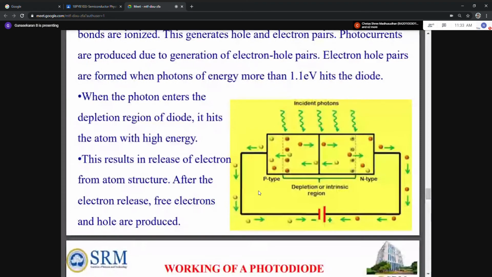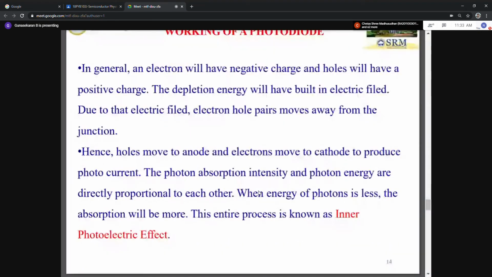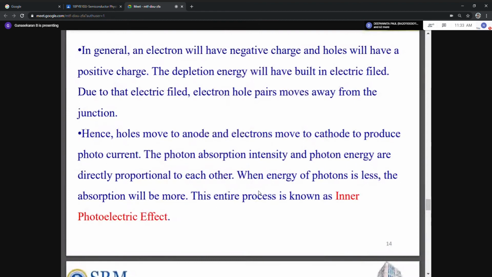Then the electron has the negative charge, and the hole has the positive charge. The depletion region has a built-in electric field, that is V_bi plus V_R. Due to that built-in electric field, the electron-hole pairs move away from the junction. Please understand, they move away from the junction. The holes move towards the anode because they are positive, and electrons move towards the cathode to produce the photo current.